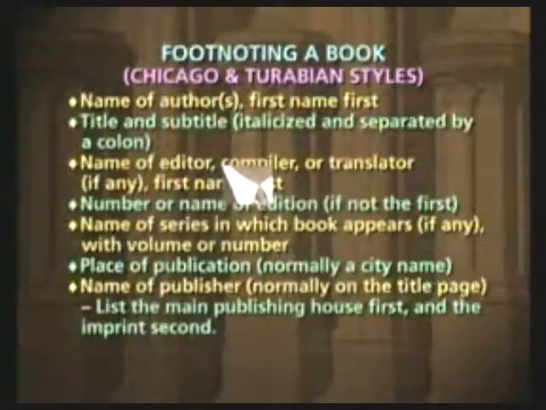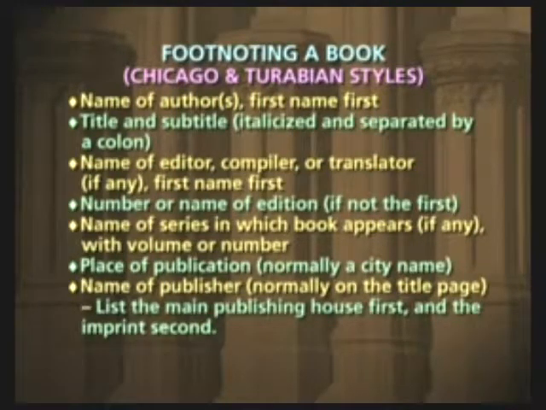So if we were to refer to this book in a paper, in the footnote we would list both the imprint and the broader company name. We would give the main publishing house first, Little Brown, followed by a comma, and then give the name of the imprint, Back Bay Books.